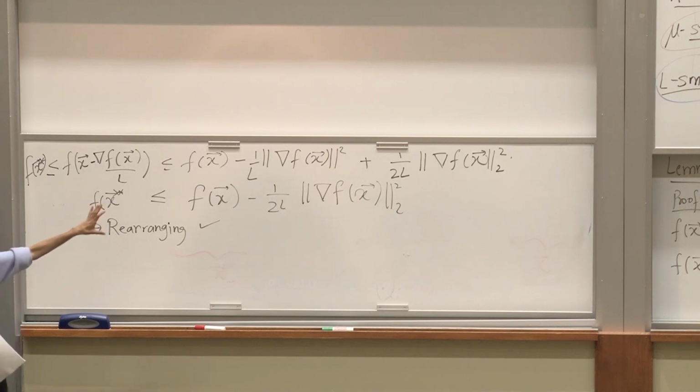It's just an algebraic manipulation of this L smoothness condition. This is just a little bit of icky algebra that you had to get through to get to the proof.